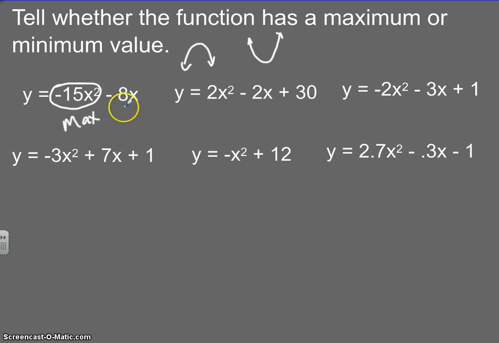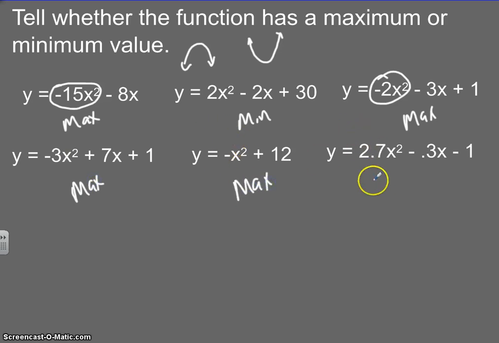Okay? It has a maximum point. Now this one is positive, so it opens up. It has a minimum. Notice it doesn't have a maximum because these things keep going up, up, and up. They don't stop. So it has a minimum point. Okay? And this is negative. It opens down. It has a maximum point. No minimum because they just keep going down. So that would be a max. This is negative. It would be a maximum point. This is negative, it would be a maximum point. This is positive, it would be a minimum point. That's as hard as those get.